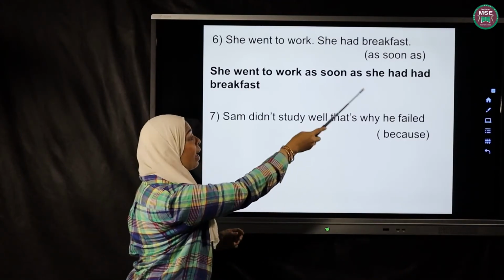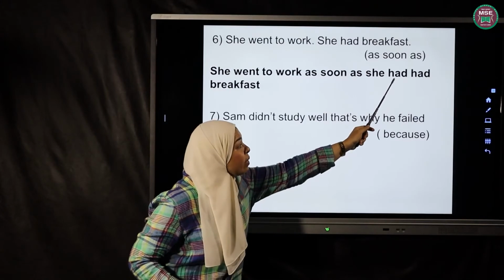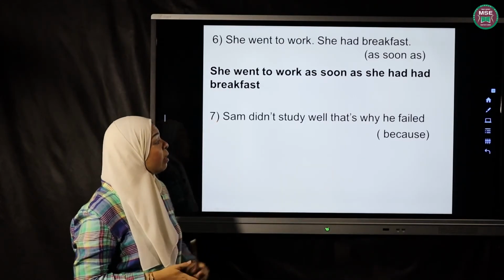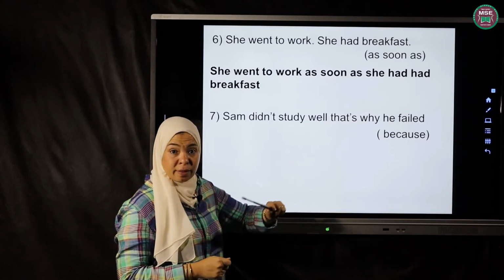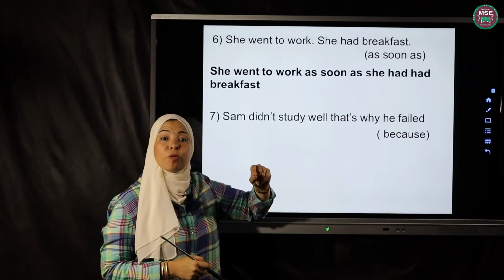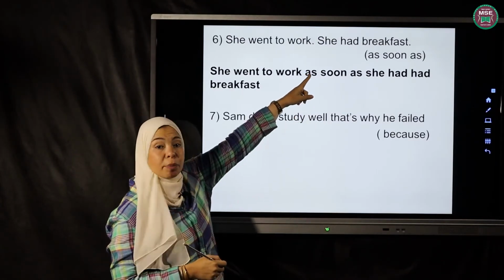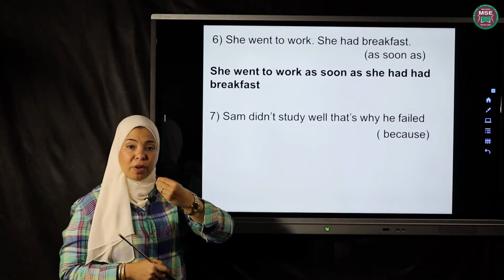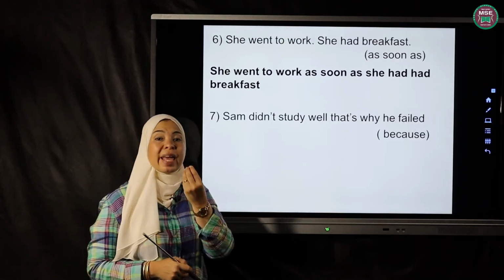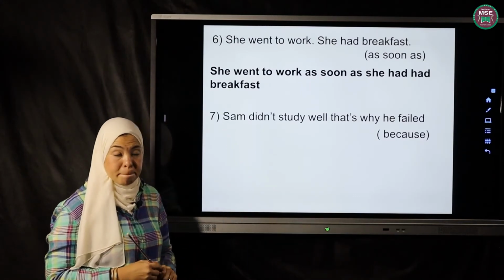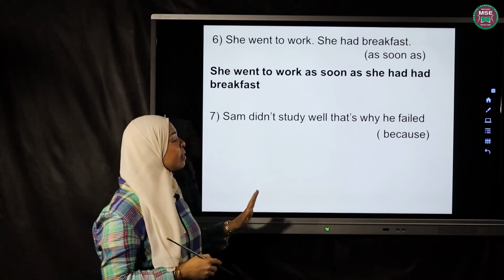So she had. Why did I put had here? This first had is for the form, had plus PP. The other one is the PP form for have. She had breakfast. The infinitive form is have. When I say I have breakfast or I had breakfast, it means that I ate my breakfast. So had breakfast. Okay?